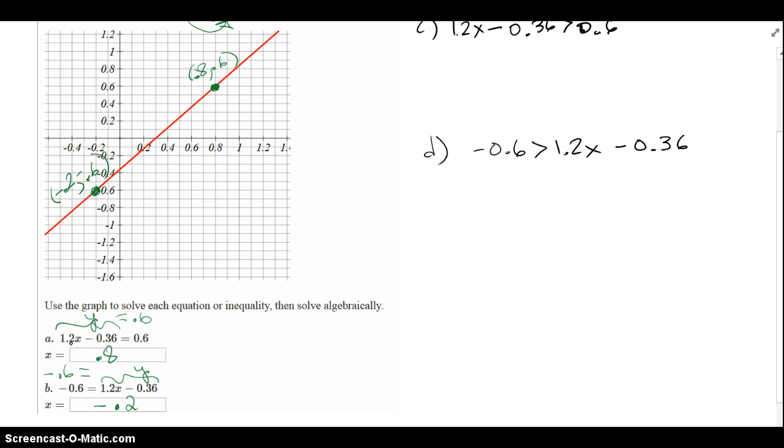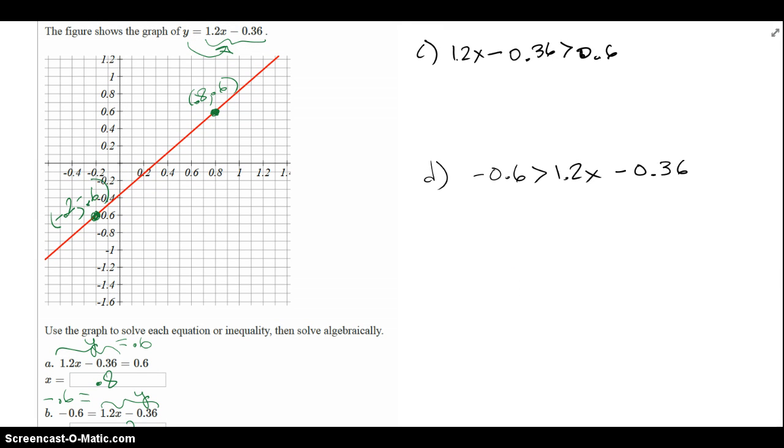Now for parts C and D, we're dealing with inequalities, looking at those action places, in other words. Part C says, when is this expression 1.2x minus 0.36 greater than 0.6? So remember again, this is pretty much our y from the original problem. So this problem is really asking when is y greater than 0.6. So I gotta go to the y value of 0.6, which was up here, and I have to figure out when y is bigger than that.